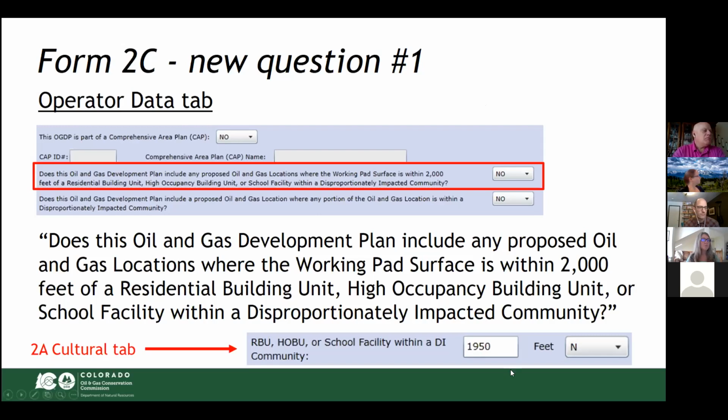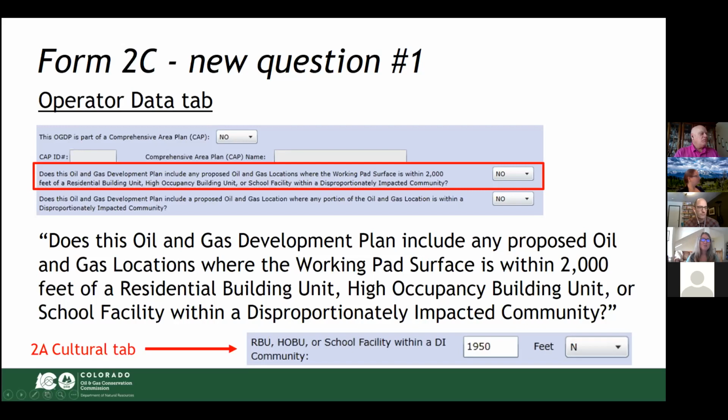The first new question that we've added asks, does this oil and gas development plan include any proposed oil and gas locations where the working pad surface is within 2,000 feet of a residential building unit, high occupancy building unit, or school facility within a disproportionately impacted community? The data field to answer this question is just a simple yes, no drop down. And so how do you get this answer right?